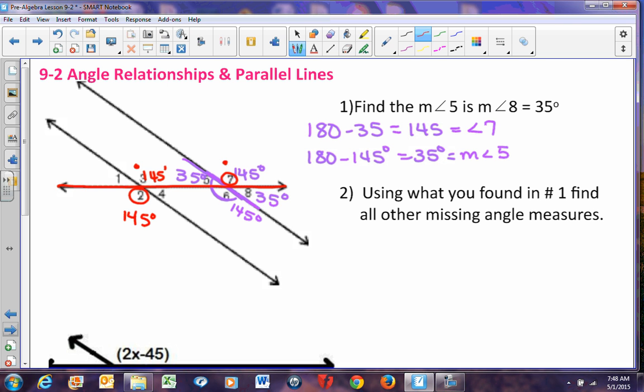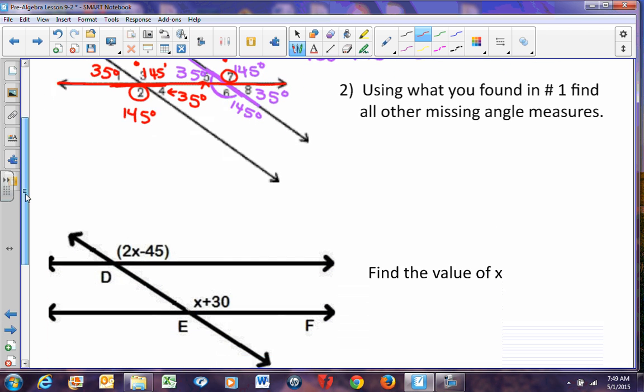Moving along with alternate interior angles, angle 6 here is an alternate interior angle to angle 4. So angle 4 has to be 35 degrees for that reason. Or it could be 35 degrees because it makes a straight line with angle 2, which leaves us with angle 1, which also has to be 35 degrees. So we can find all our missing measurements once we know one of them. Let's look at something a bit more complicated.